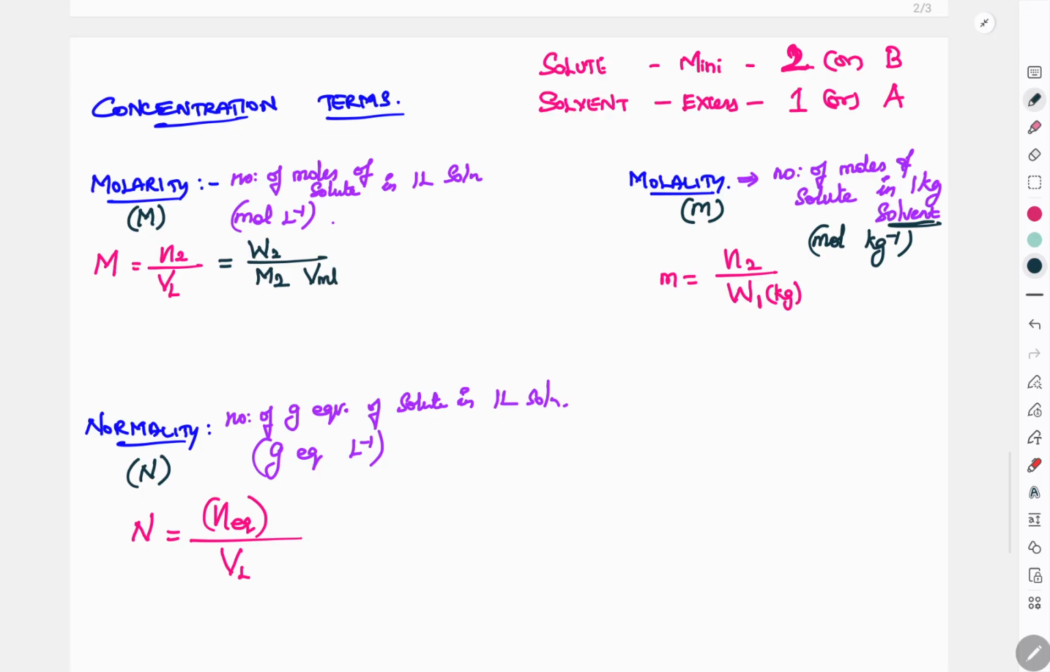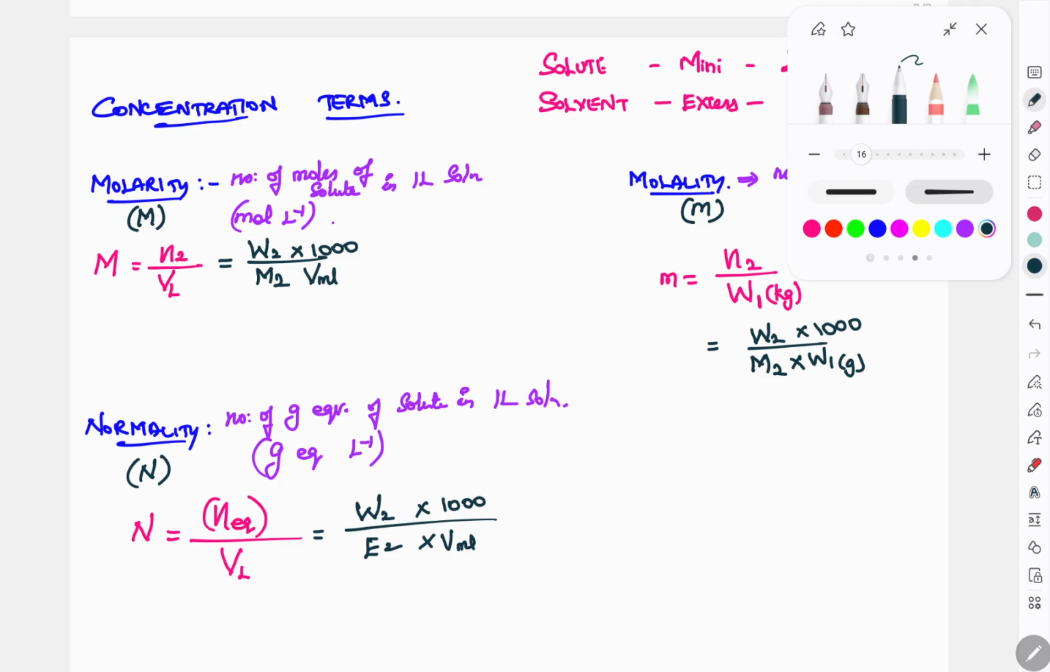In general, volume is expressed in milliliters. If you change liter to milliliter, what should the conversion be? Divided by 1000. The denominator's 1000 goes to the numerator. Similarly, number of equivalents is weight by equivalent weight, into volume in milliliters, so that means 1000 comes here. Molality is weight by molecular weight into weight of solvent in grams. If you say grams, there should be 1000 in the numerator. So these are the formulas.